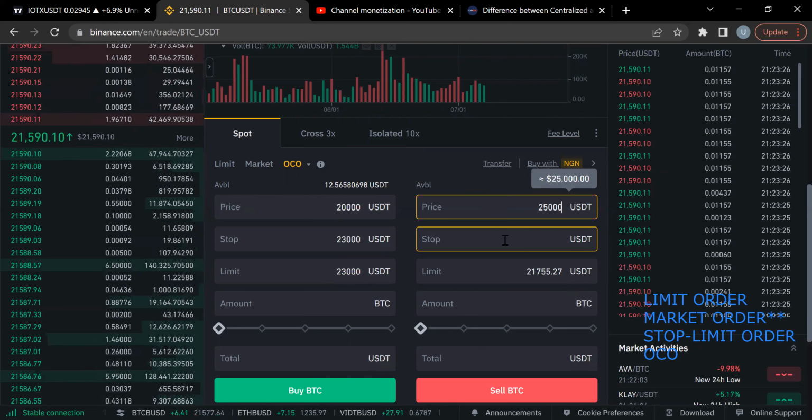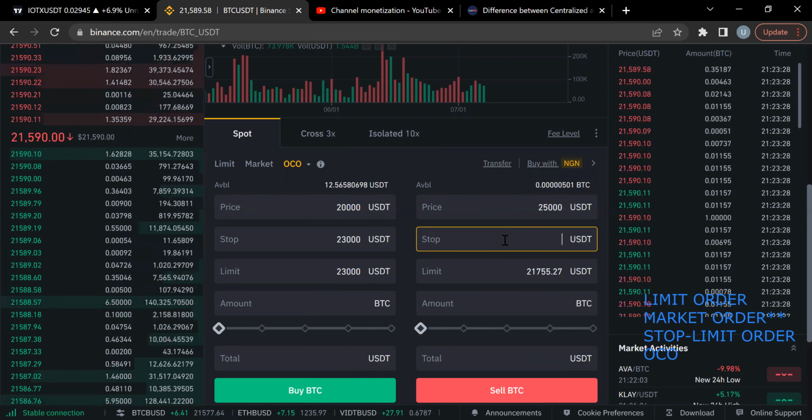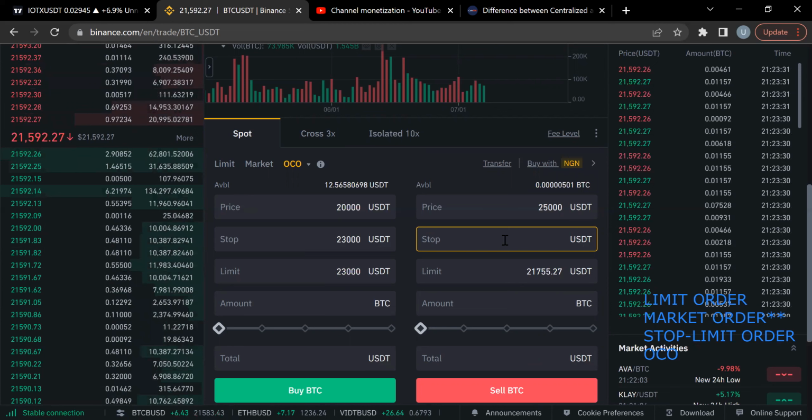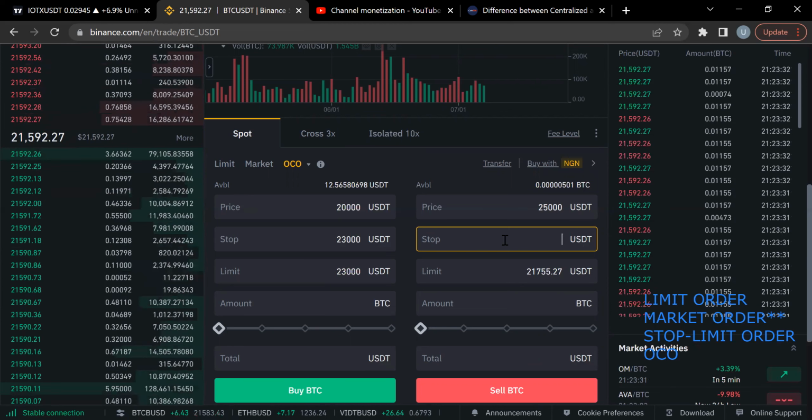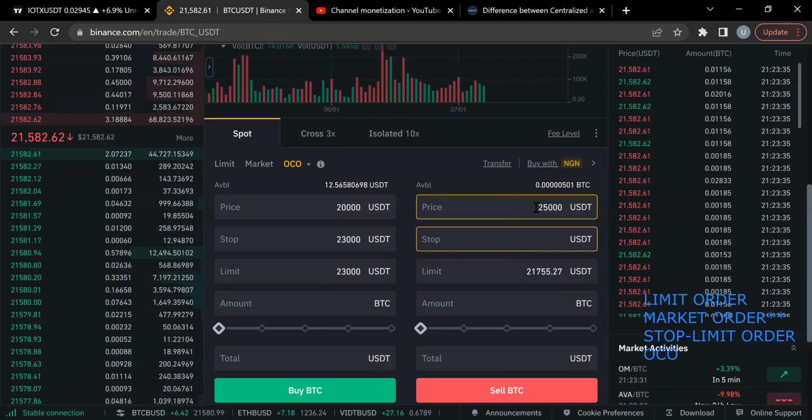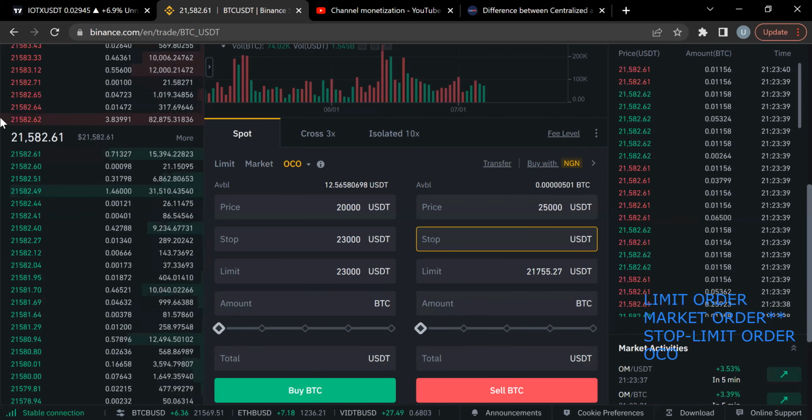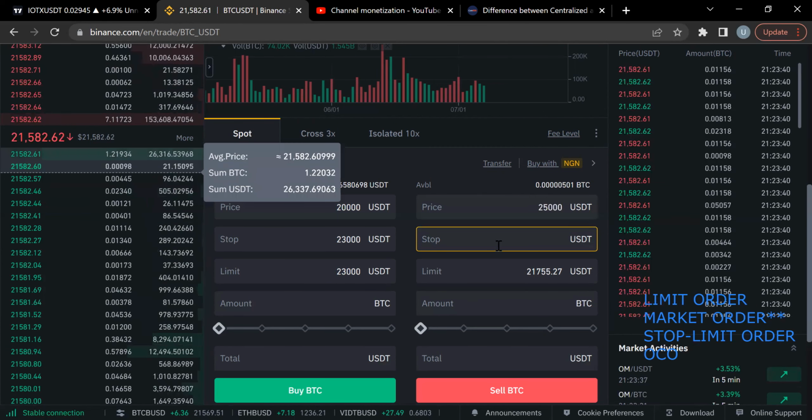Then stop loss, if you now want to do stop market. To do stop market means that in case it doesn't go up and starts going down, you don't want to keep having Bitcoin when it keeps going down. So you want to sell it below the current price. If it starts going down, let's say you want to sell it at 20,000.